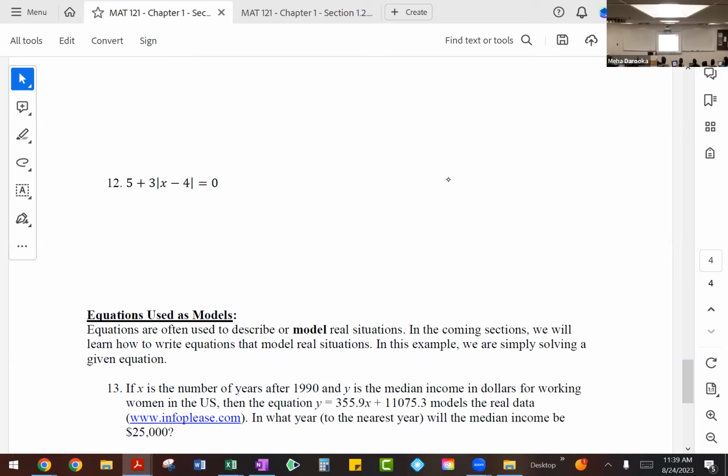Very nice. 3 is being multiplied into the absolute value. So remember, when there's no symbol, that automatically means multiplication. Think about how when we use parentheses, we would do 3 times x minus 4. So it's behaving in that same way with the absolute value. Since that's multiplication, you cannot just add 5 plus 3. So the first thing we need to do is get rid of the 5, move that to the other side. And how would we do that?